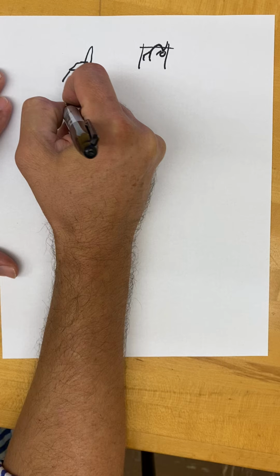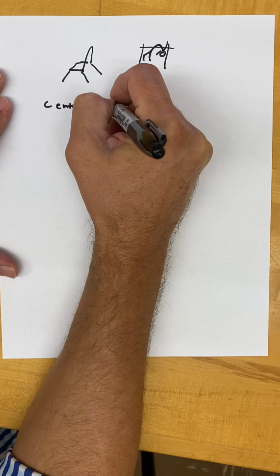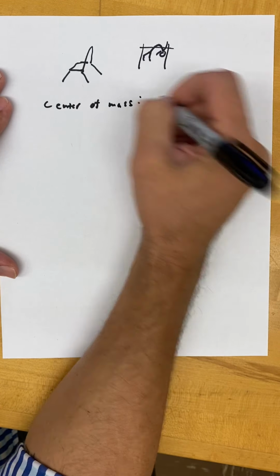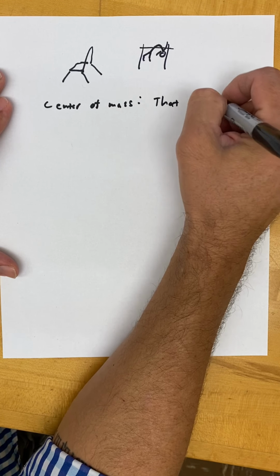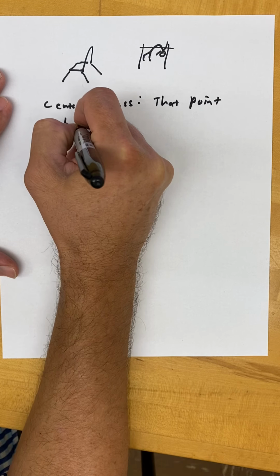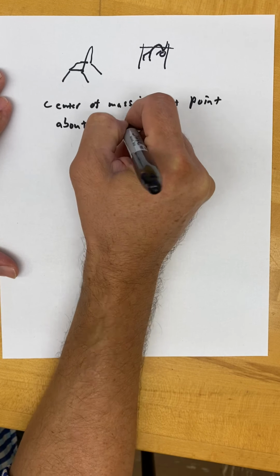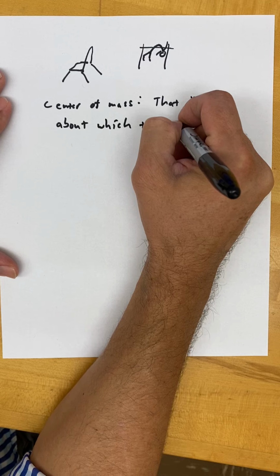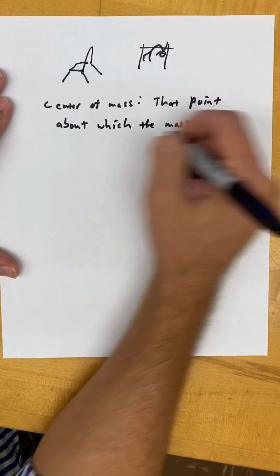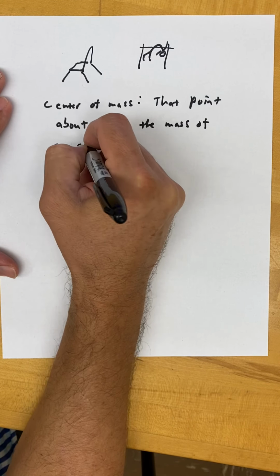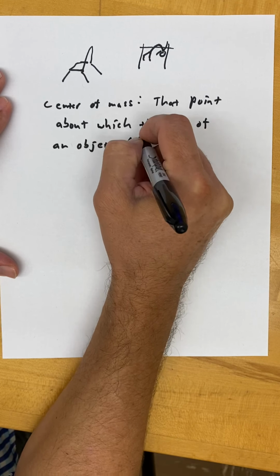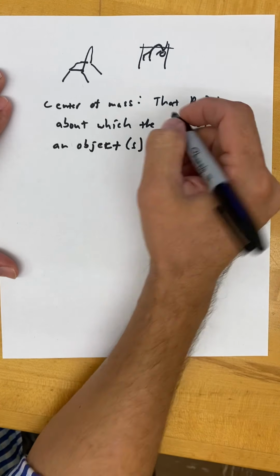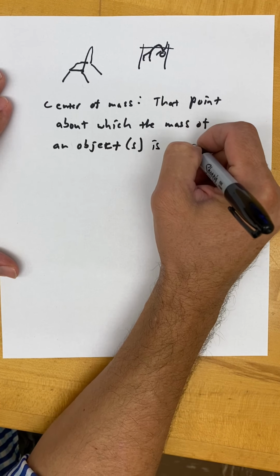Rigorously speaking, if I want to define the center of mass in English, it is that point about which the mass of an object, or objects, is equally distributed.